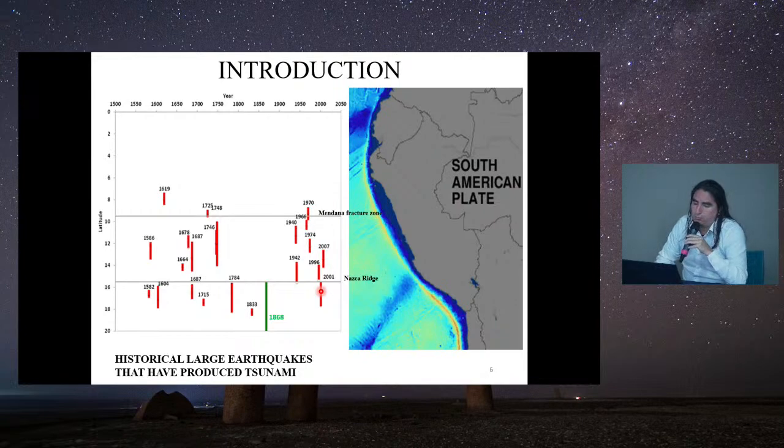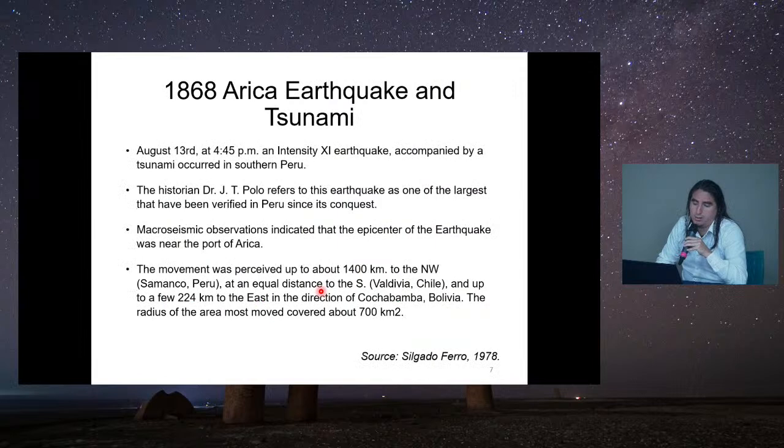So let's start with some general content about the 1868 earthquake, the Arica earthquake and tsunami, occurring August 13 at 4:45 p.m.